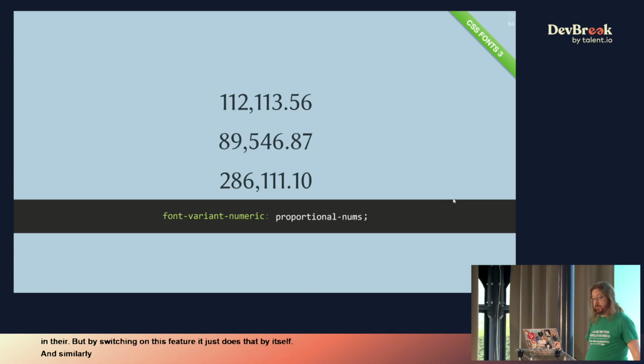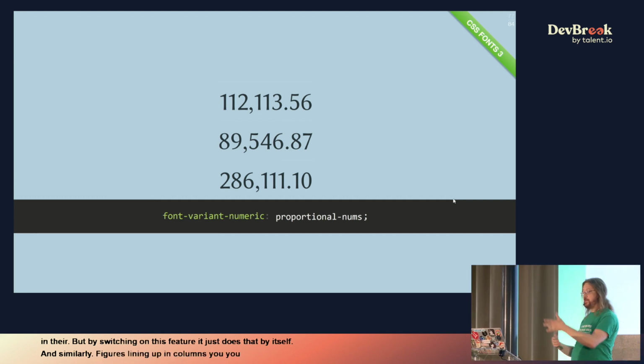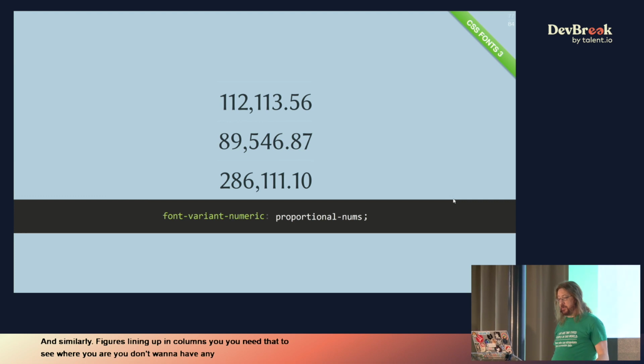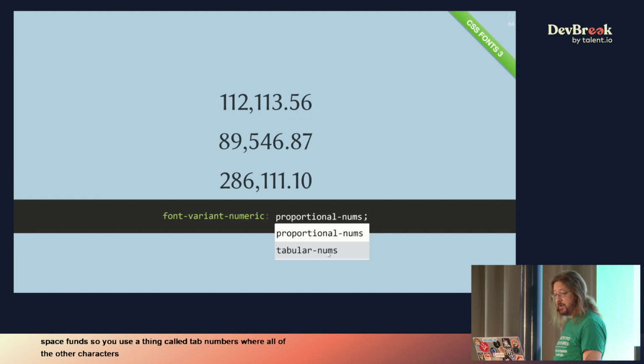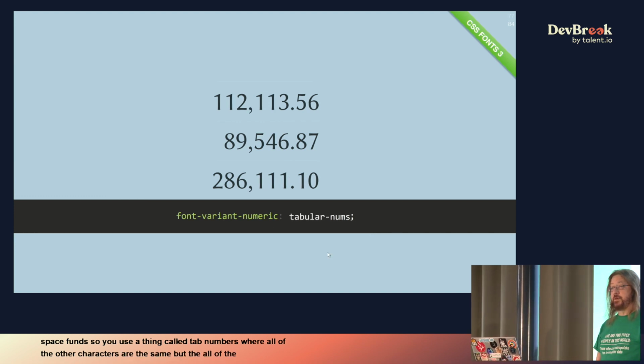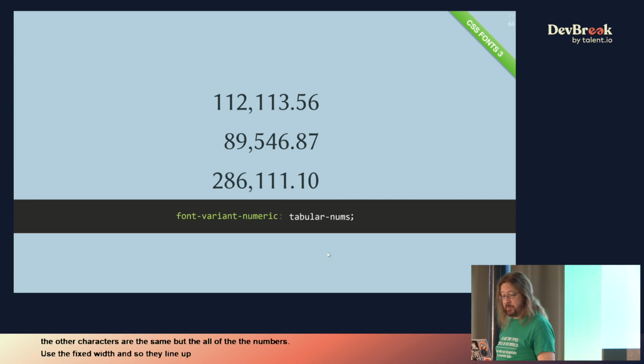And similarly, figures lining up in columns. You need that to see where you are, but you don't want to have anything on a monospaced font. So you use a thing called tabular numbers, where all of the other characters are the same, but all of the numbers use a fixed width, and so they line up properly.